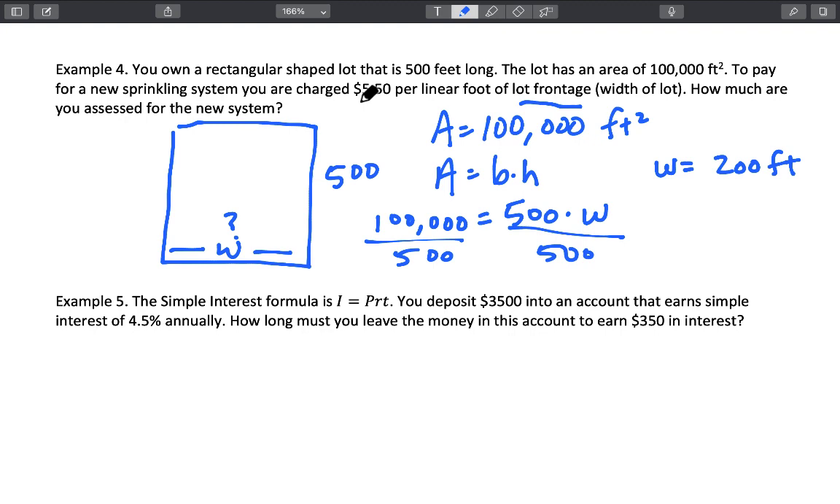Now remember, we're charged $5.50 per linear foot, so we need to multiply that 200 feet by $5.50. When we do that, we see that our total cost for this new underground sprinkling system is $1,100.